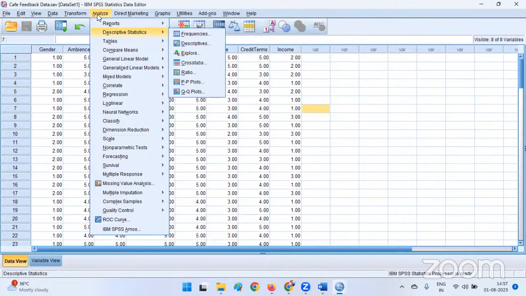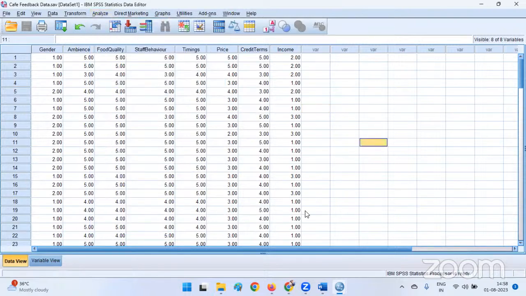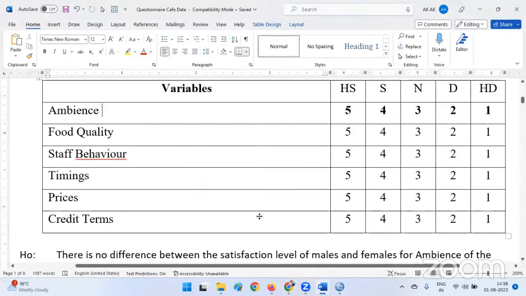Yesterday we discussed a bit about descriptive statistics, like frequencies and descriptives. Now today we'll see how we compare the means. We compare means with the neutral value in a one sample t-test, and we compare means of two groups in an independent sample t-test, testing the hypothesis. But how to formulate a hypothesis?